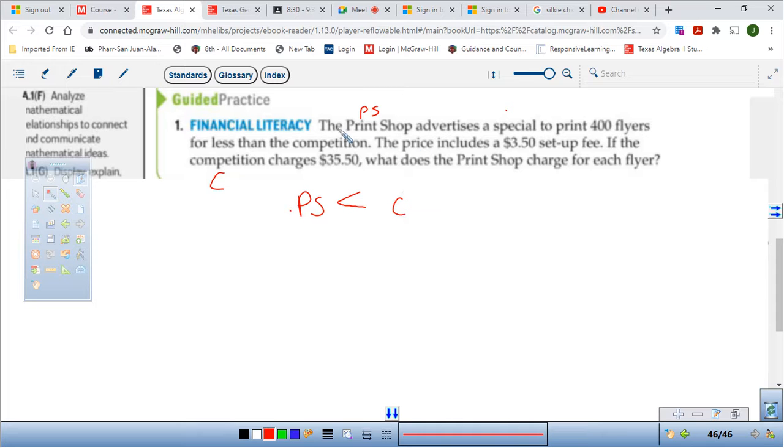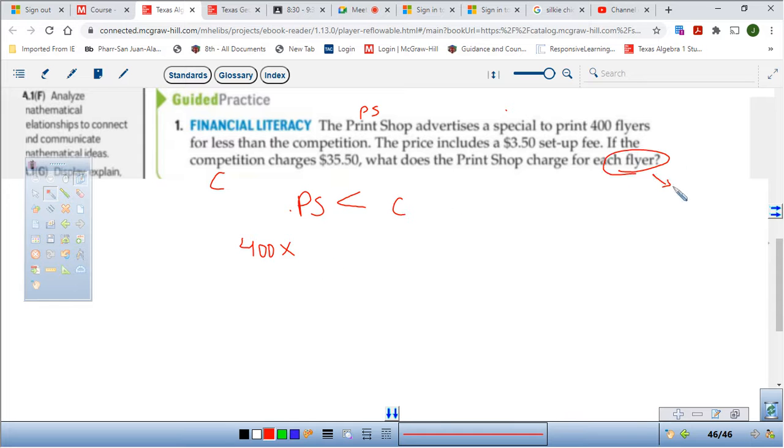Now, think about what it's saying here. The print shop advertises a special to print 400 flyers for less than. So there's no equal sign. They just want to be less than. So what does this one do over here? Well, each flyer, right? How many flyers? 400. How much is each flyer? I don't know, but how many flyers are there? We'll go down for flyers.